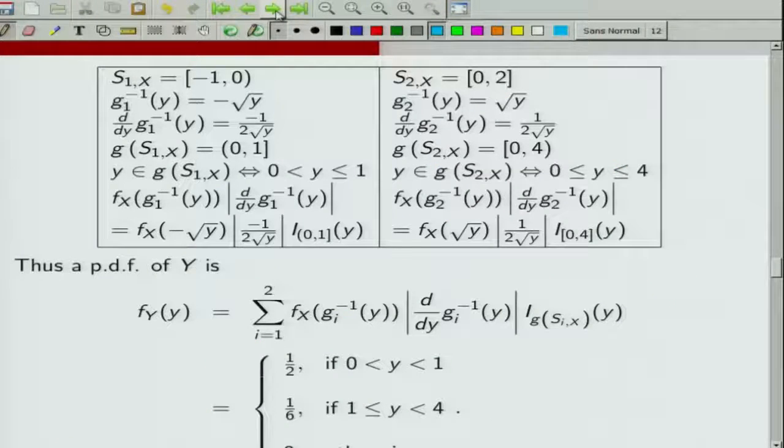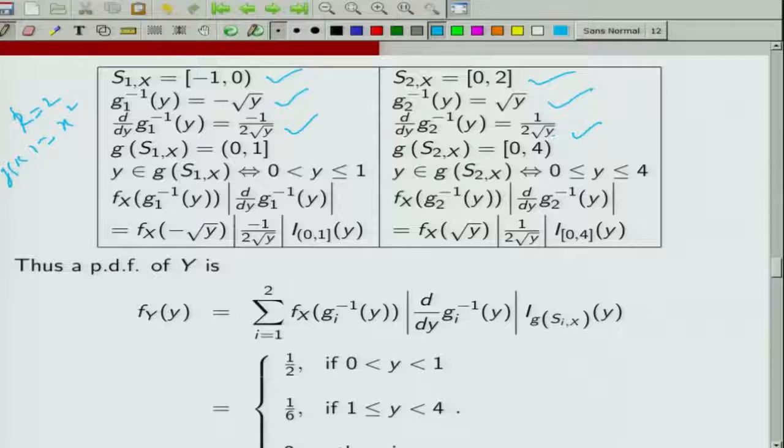So I make a table because k is equal to 2. This is a situation where I have k equal to 2. S_1X is this, S_2X is this. What is the inverse image over here? My g(x) was x², so the inverse image would be minus root y. Here the inverse image would be root y. I look at the derivative of g_1 inverse y, which is -1 upon 2 root y, which is clearly continuous, d by dy of g_2 inverse y, which is 1 by 2 root y.